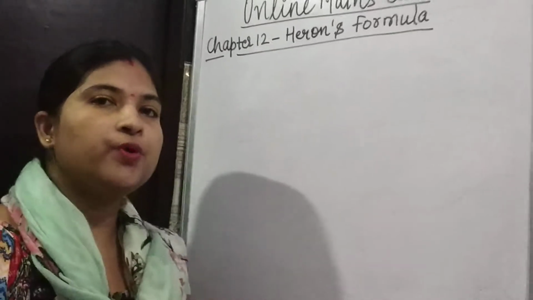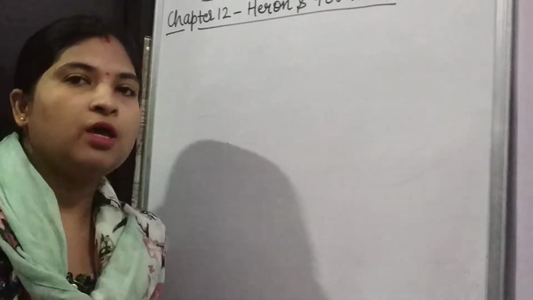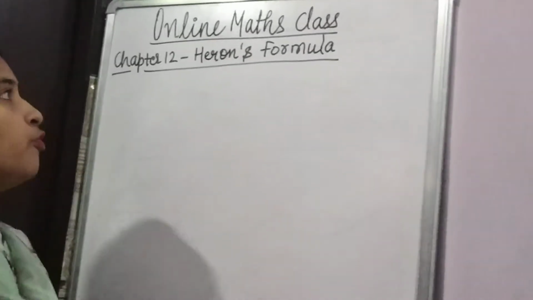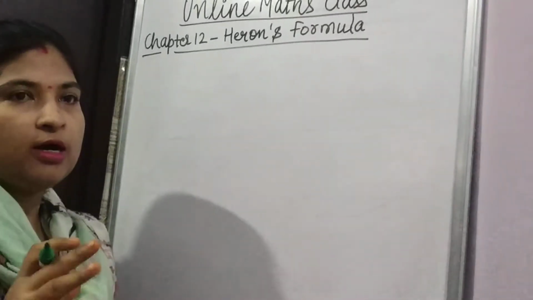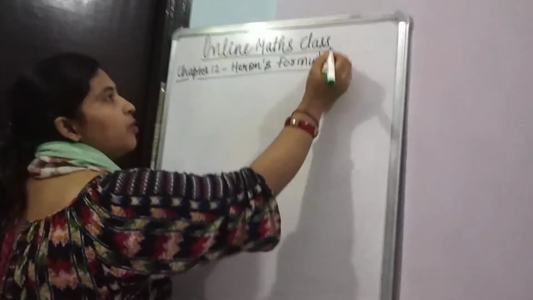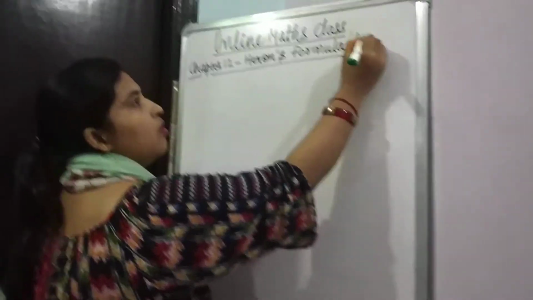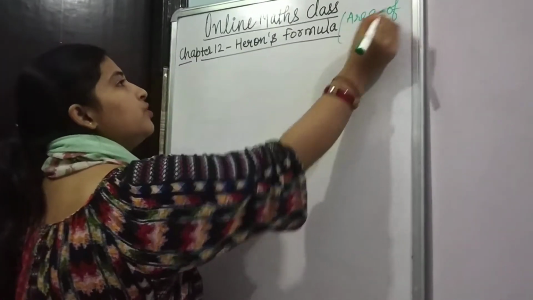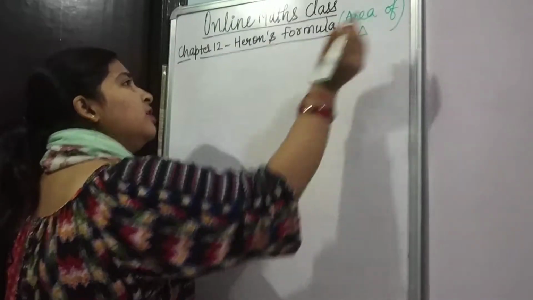Today we are doing our 12th chapter, that is Heron's formula. Before doing this, we should note that in Heron's formula we are dealing with the area of a triangle.